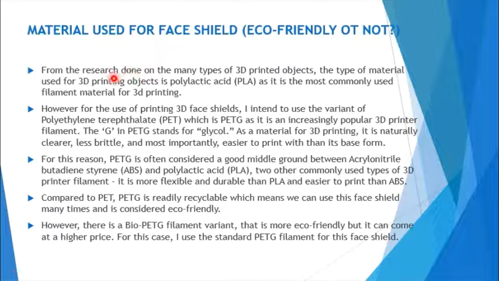From the research that I have done regarding the many types of 3D printed objects, the common material used as a filament for 3D printing is called polylactic acid, or PLA. However, for printing 3D face shields, I intend to use the variant of polyethylene terephthalate, which is PETG, as it is an increasingly popular 3D printer filament. The G in PETG stands for glycol. As a material for 3D printing, it is naturally clearer, less brittle, and most importantly, easier to print than its base form.